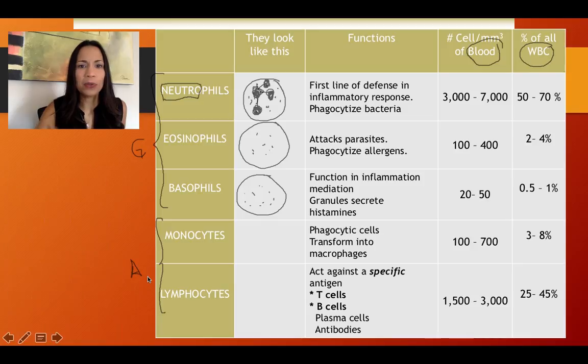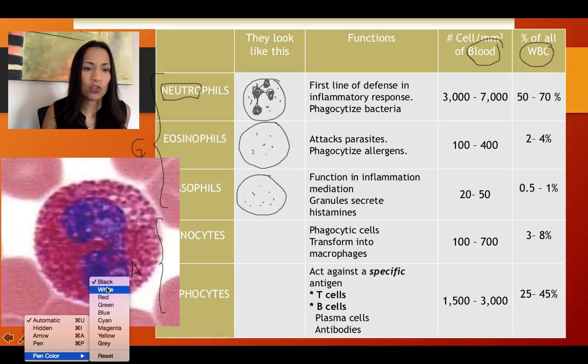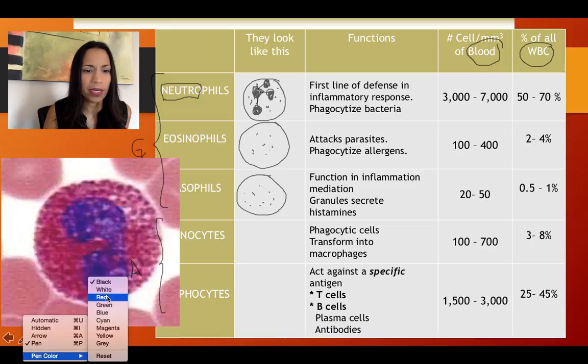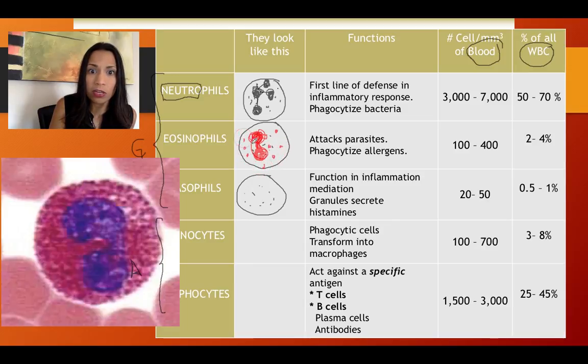Let's see how the eosinophils look. In this one, usually I'm going to put it red, and I'm going to tell you why. The nucleus is usually bilobed, so we're going to have 2 lobes in the nucleus of these cells. And the granules are kind of red, and there's a lot of granules in here.